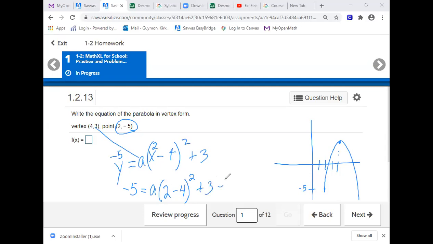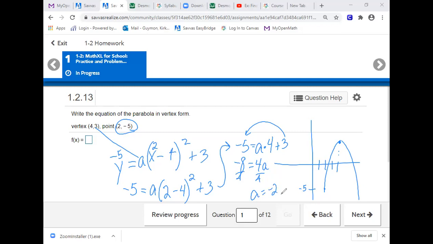2 - 4 squared + 3. So I've got -5. The A, that would be -2 squared, which is 4. And this +3. So how do I solve for A? We subtract that over to that other side. All right, agree. So -8 = 4A. Divide by the 4. So A is -2 in my case.